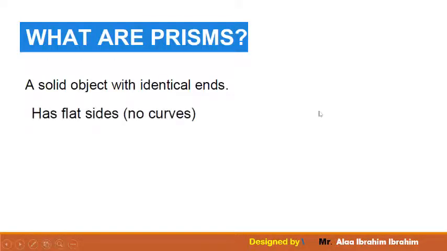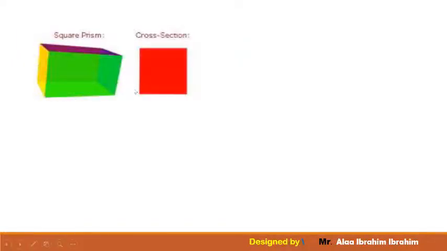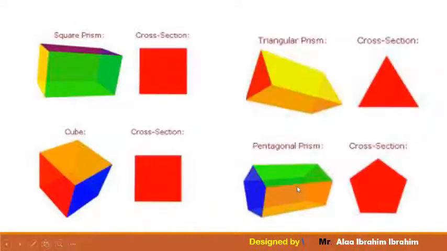Prisms are solid objects with identical ends. They have flat sides, no curves, and a cross section, like this example. A square prism means the cross section is a square. Now a pentagonal prism, the cross section is the base. So the cross section looks like the base. If we have a base with a square here, all this is rectangle, yes, but this base is square, this base is square, this base is triangle, this base is pentagon. So according to the base, we make a parallel cross section that will be the same as the base.